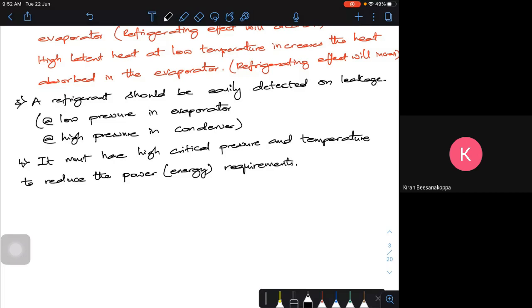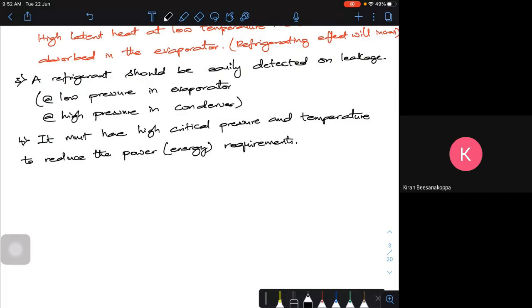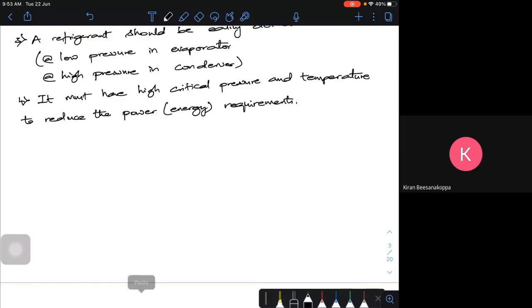Okay. Now, at the same time, you might have seen that if the specific volume of any medium is small, the working device size will also be smaller. A low specific volume of a refrigerant will reduce the size of the compressor. Okay, that means it should have a low specific volume.